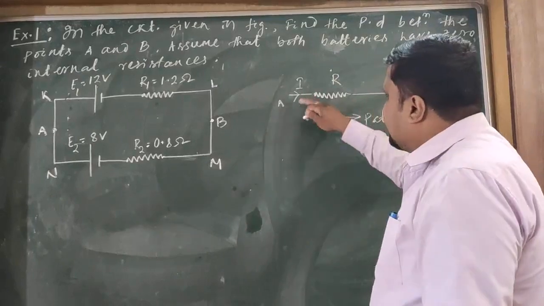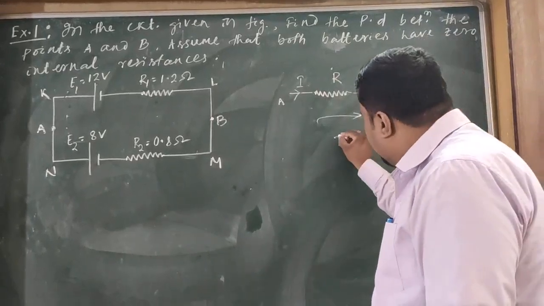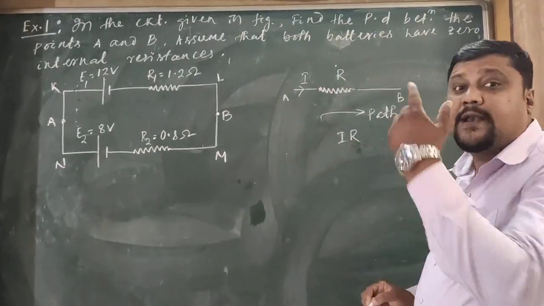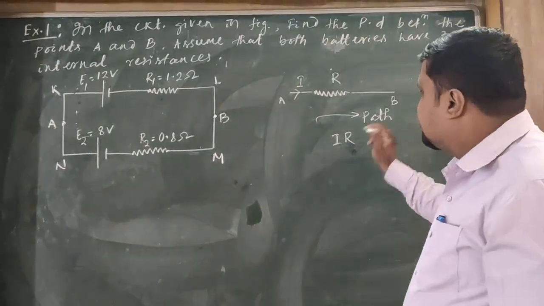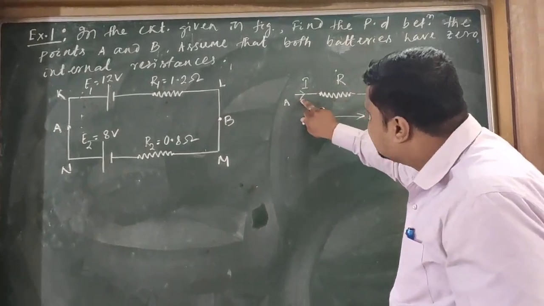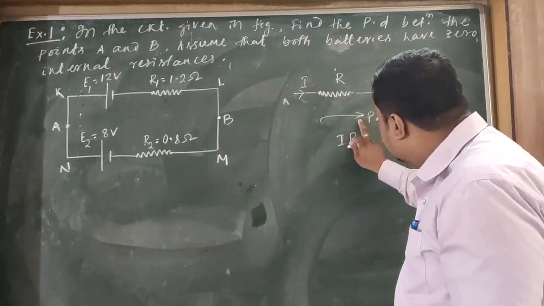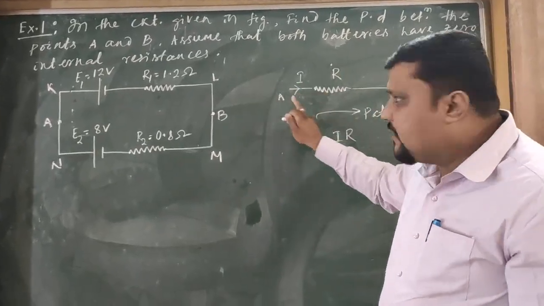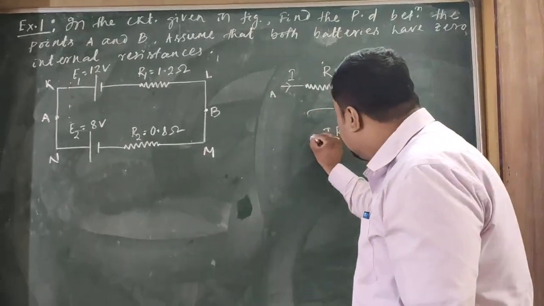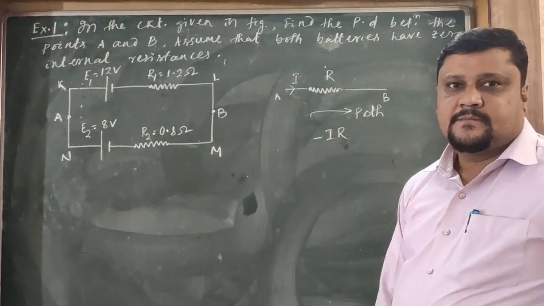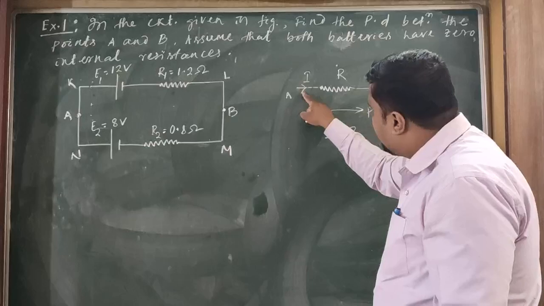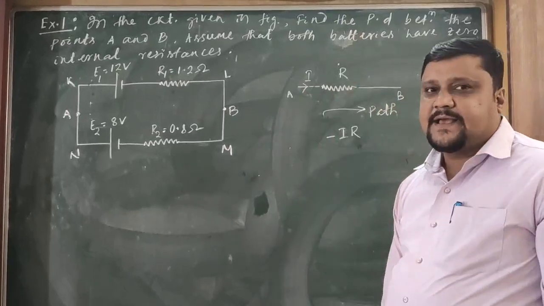So what is the potential drop here? It is IR, but this IR can be taken as positive or negative. That is the sign convention in Kirchhoff's law. If the path traversed is along the direction of current, we choose the sign convention as minus IR. Remember, path along the direction of current, I will take it as minus IR.